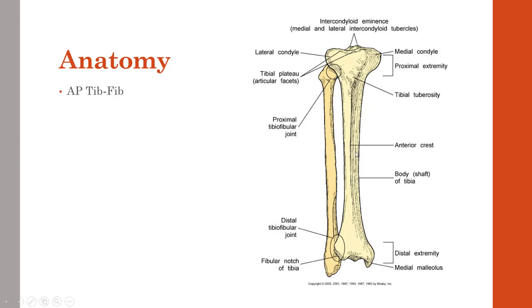Your body, or your shaft of your tibia, and then there's a portion that protrudes out slightly, which is called the anterior crest, which you can actually feel if you rub your hand along your tibia, and it actually protrudes out, and that's what you're touching. The distal portion has a distal fibular joint. You also have a fibular notch of the tibia. Your medial malleolus is also located on that tibia.